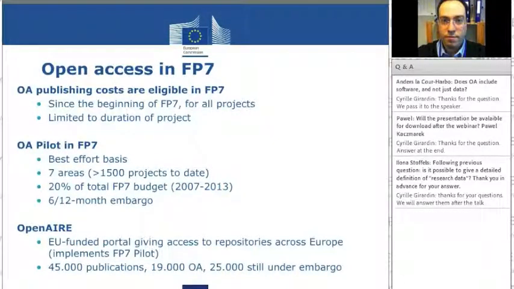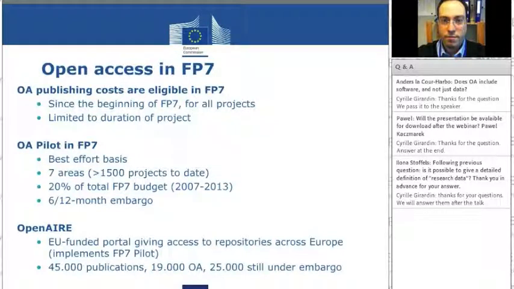So now, FP7 was a bit the past, although of course FP7 projects are still running. And now I'm going to talk a bit about open access in Horizon 2020. So where should we look for open access in Horizon 2020? Well, there are different documents where open access is mentioned. You can see them listed here.